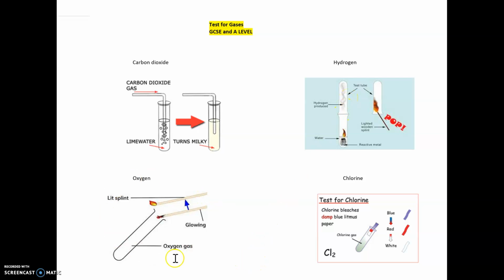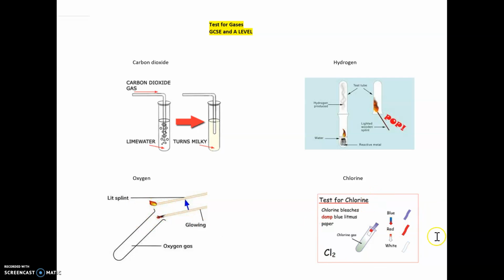If I was to look for the test for oxygen, I need to have a glowing splint. Now the glowing splint, as shown in this diagram, does not have a fire but has an orange head. If you then put this in the presence of oxygen, it will relight the glowing splint. So the test is relighting a glowing splint.